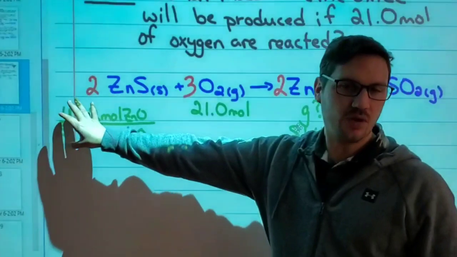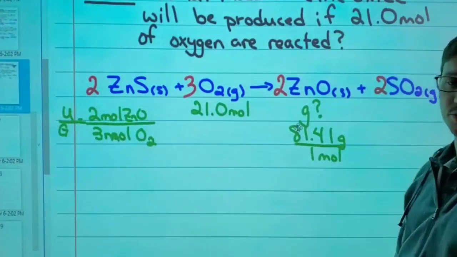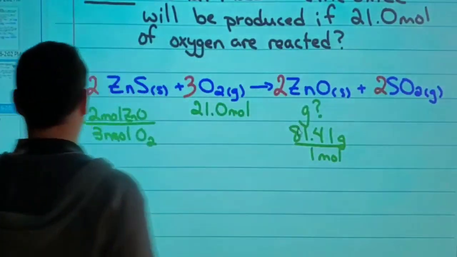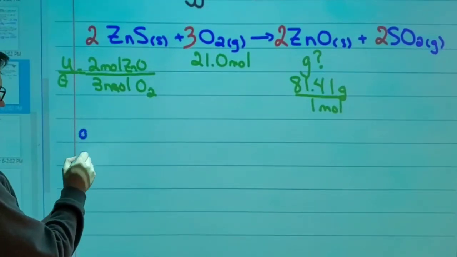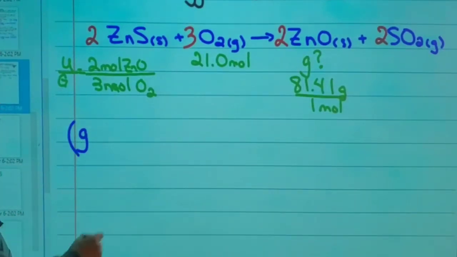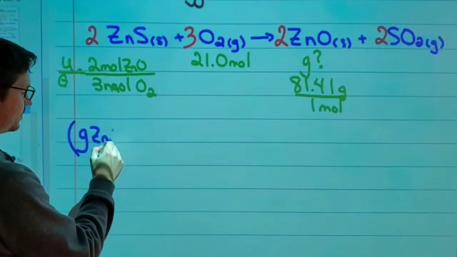Now we have all of our tools that we need to do unit analysis. So we'll tell ourselves what we're looking for. We're looking for the mass measured in grams of the zinc oxide.